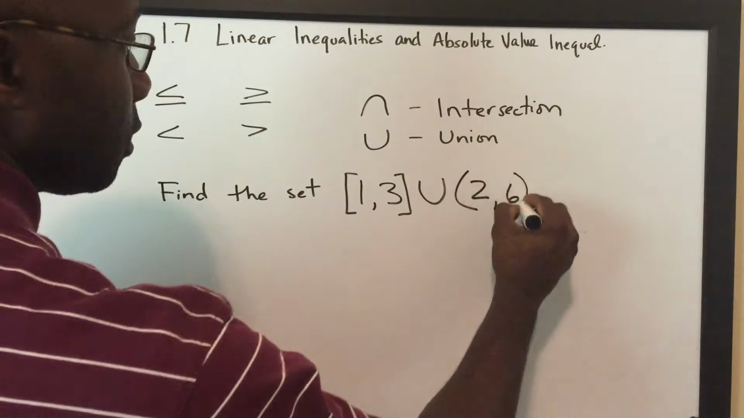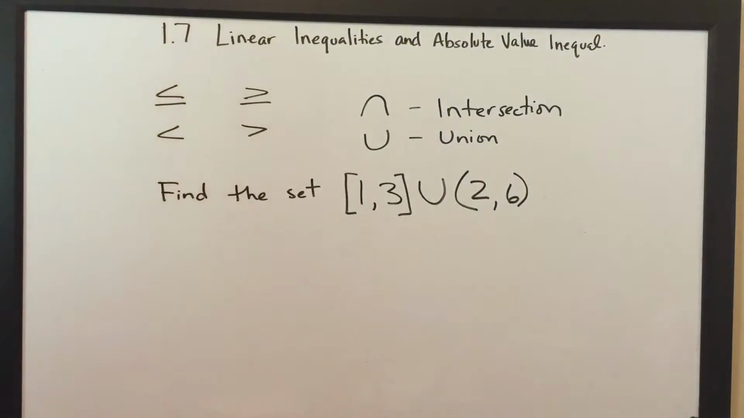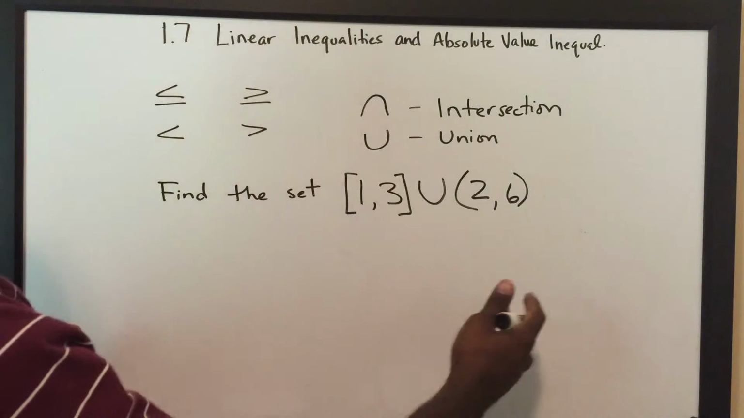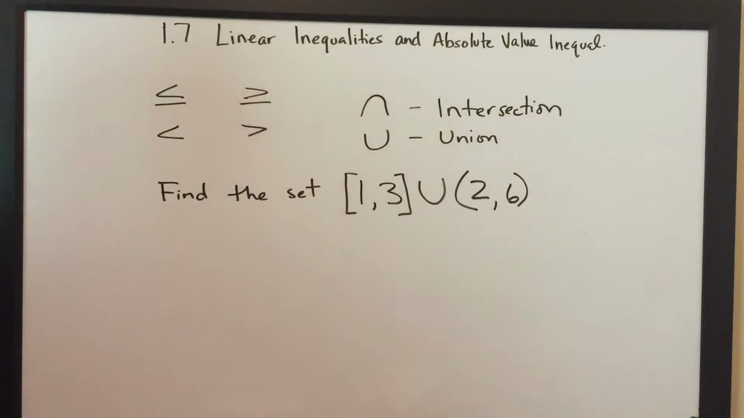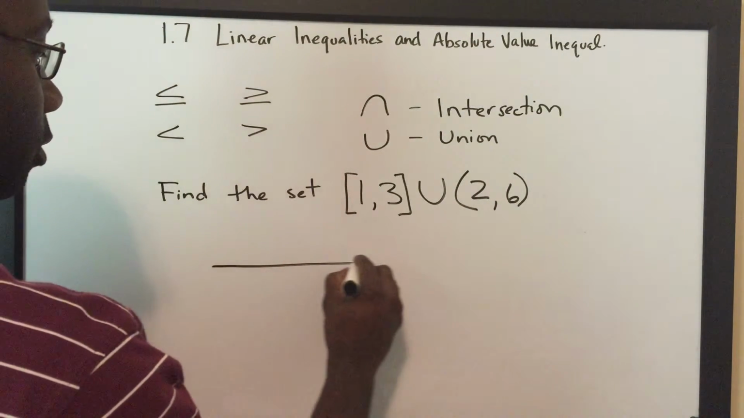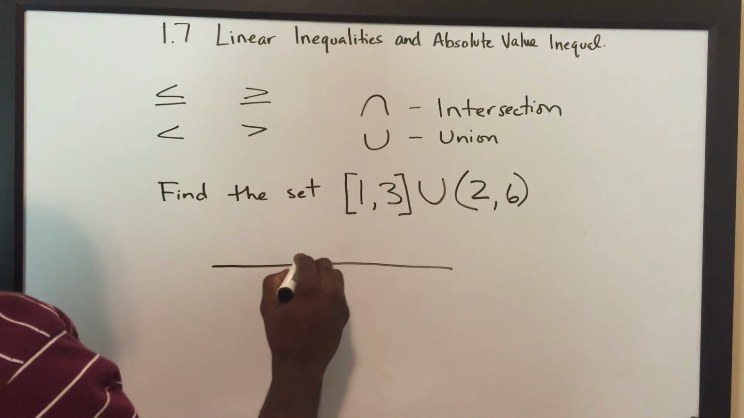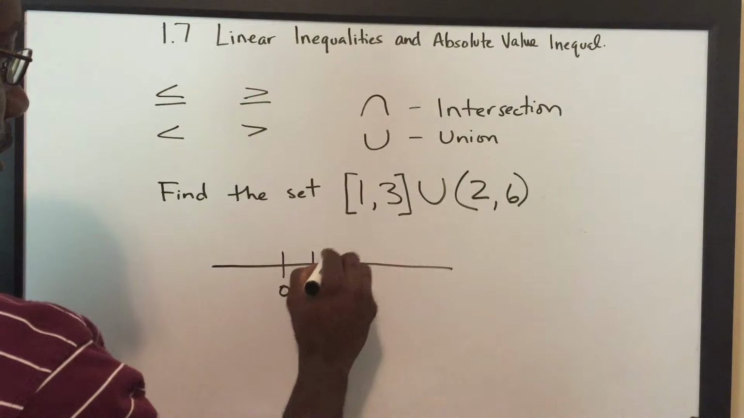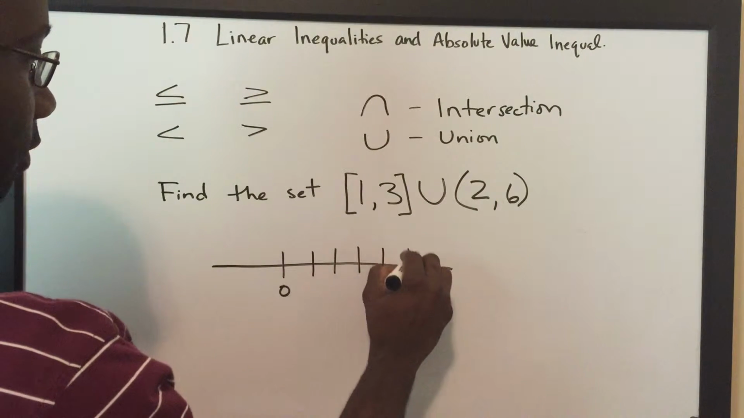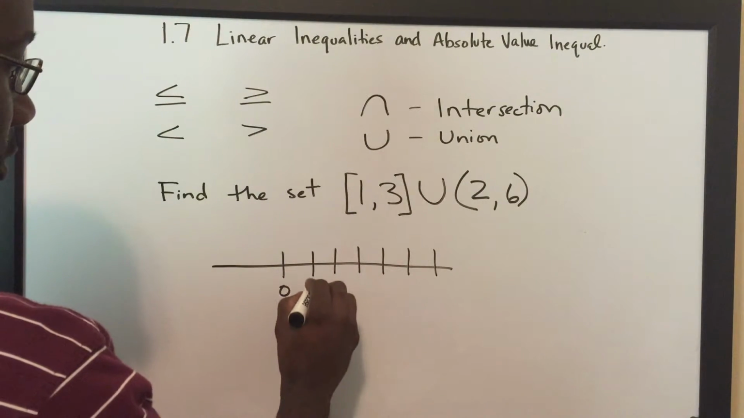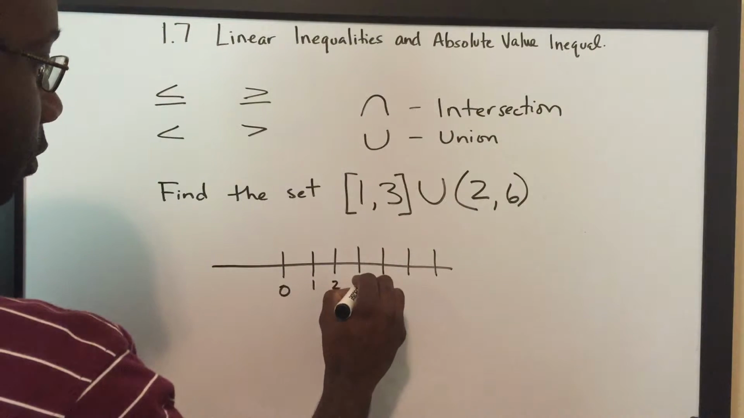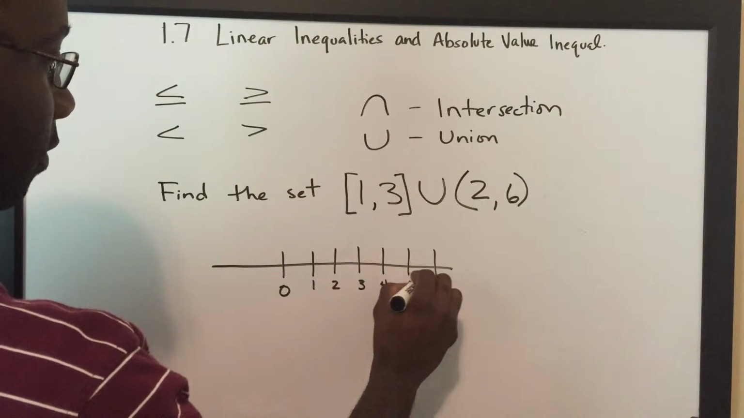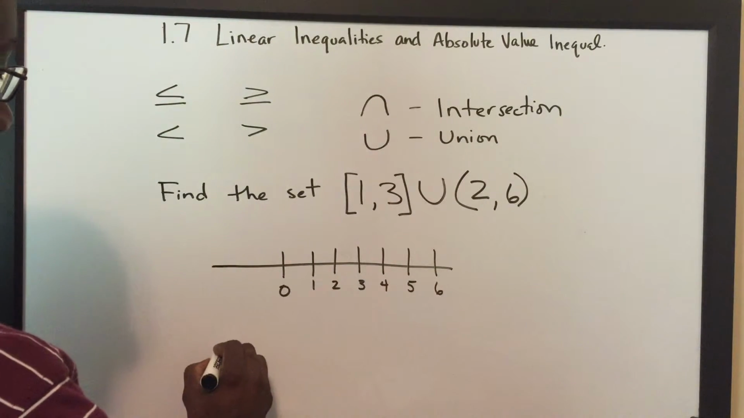2 and 6. All right. So, same way as we approached the previous problem, which we drew the graph, we're going to do the same thing here as well. So, I'm going to draw this graph here. I'm going to say 0, 1, 2, 3, 4, 5, 6. 1, 2, 3, 4, 5, 6. Draw another graph.